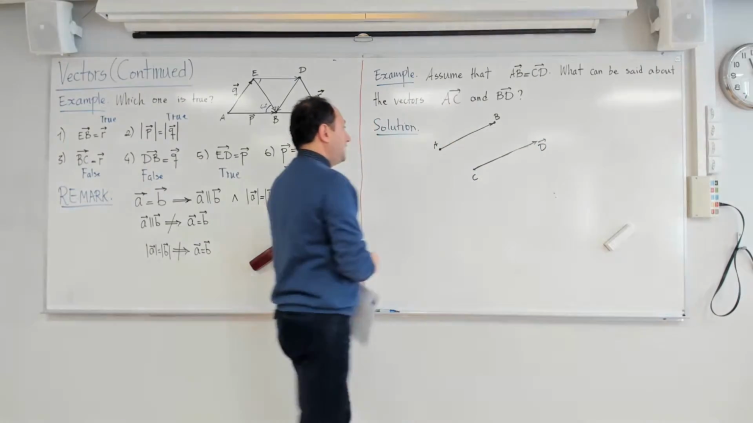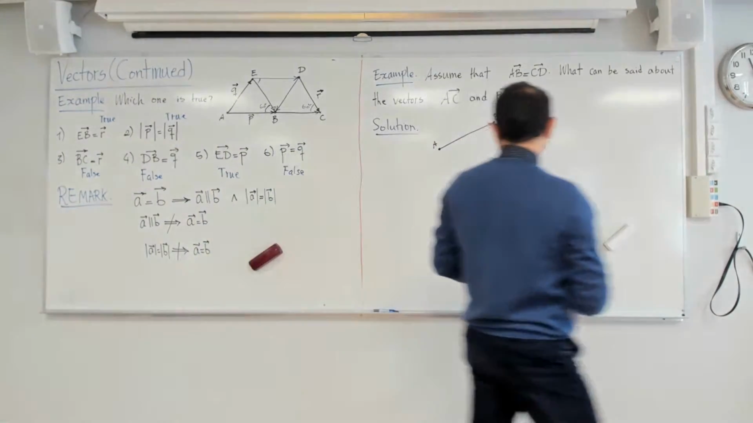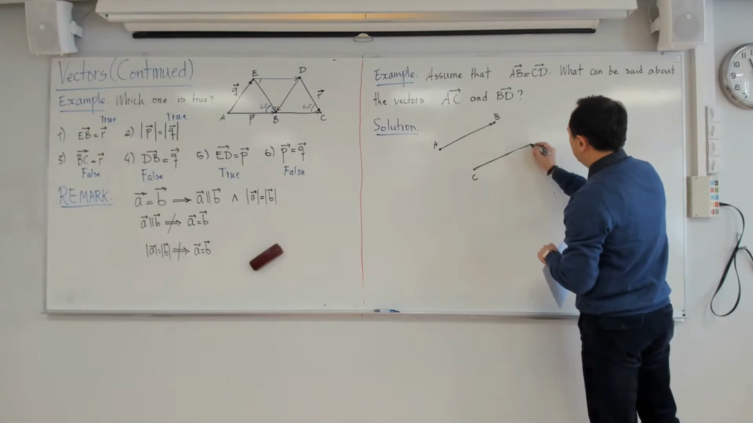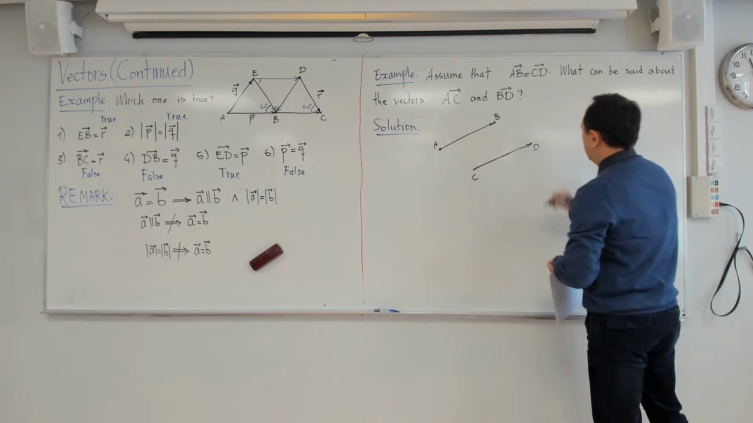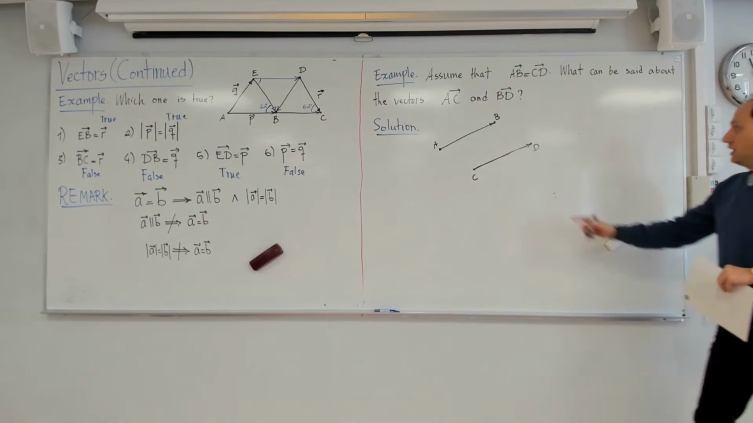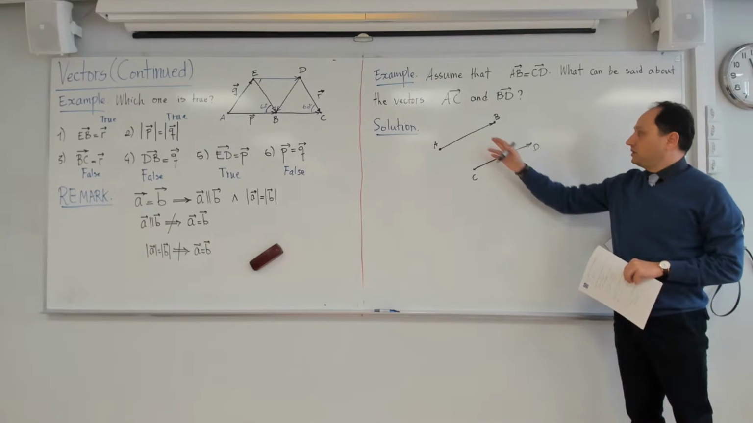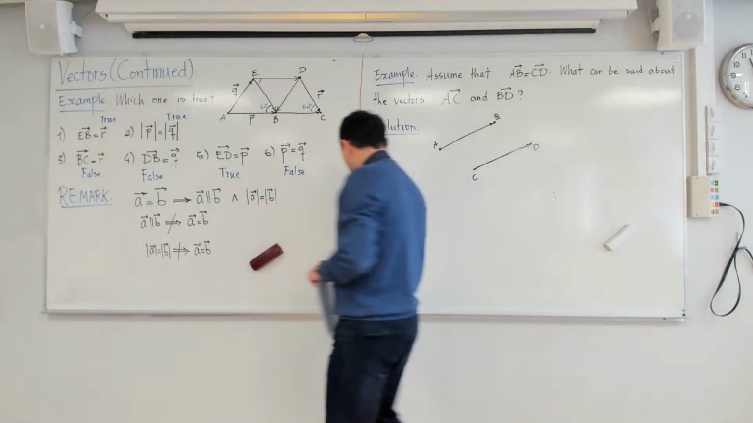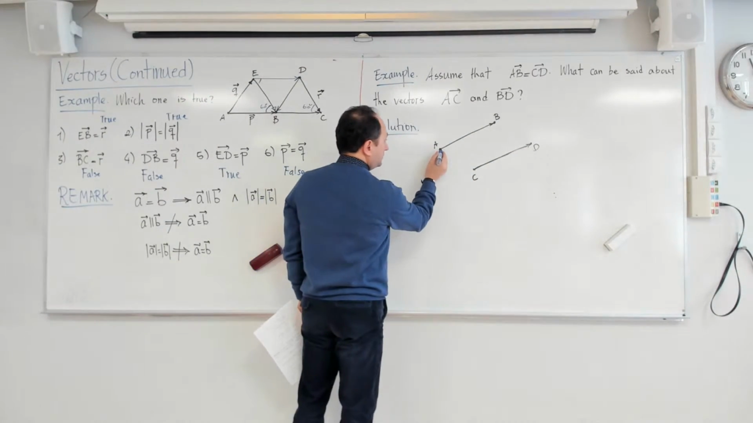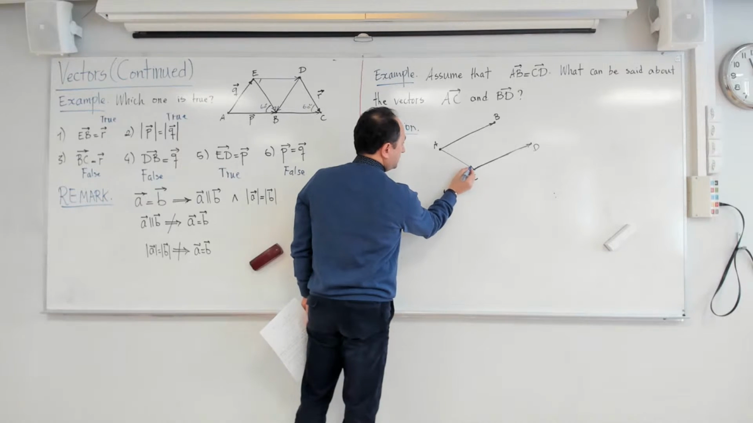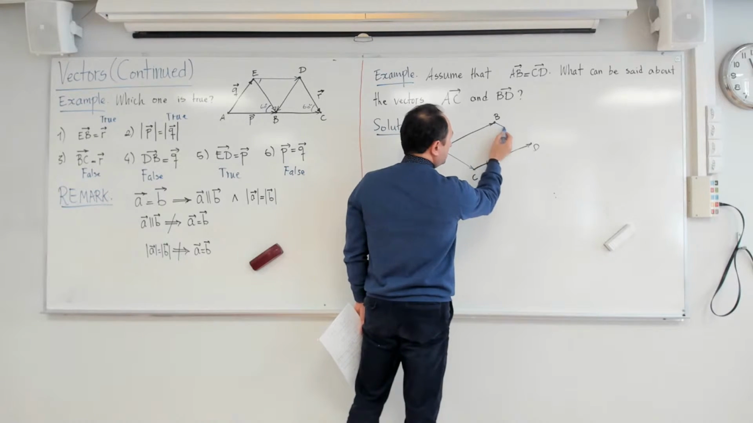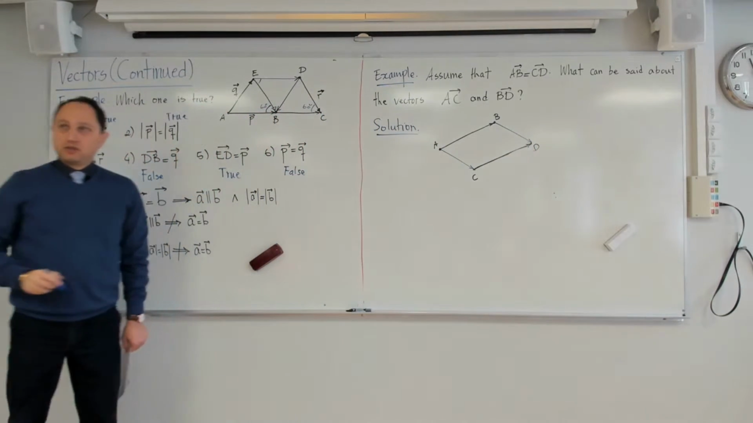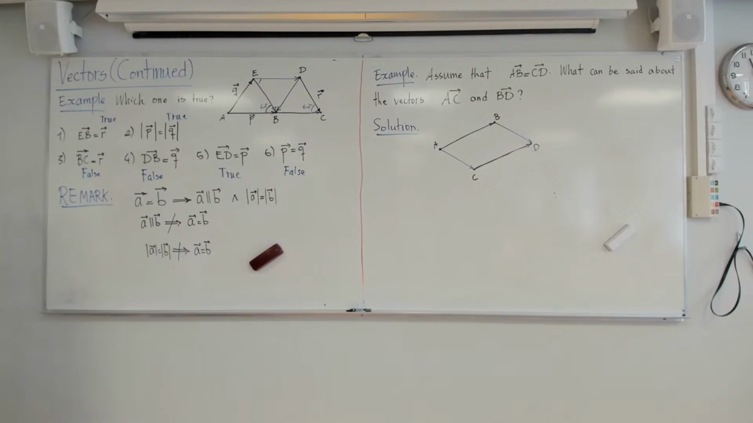So I know that vector AB is equal. Is that too big? Yes, a little bit. I think I can clean. So yes. So here I have vector CD. So I know that vector AB is equal to vector CD. I want to conclude something about vector AC, which is this vector now, and vector BD. Yes? So I want to understand the relation between these two blue vectors.